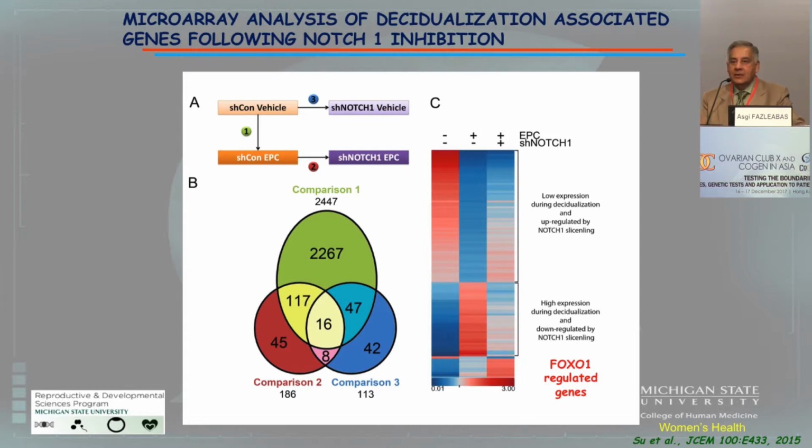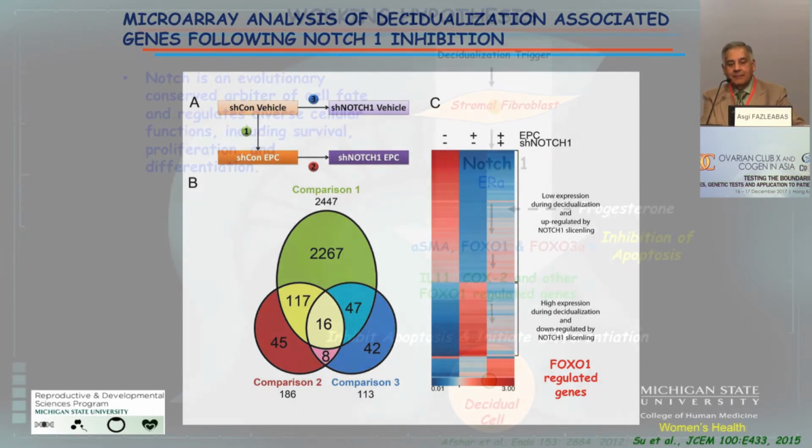And that's really interesting because FOXO1, again, is an early inducer of the decidualization process. It works synergistically with Notch1 to allow for the development of decidualization to take place. And if you suppress Notch1, both in the context of the disease or using siRNA, we were able to show that all the FOXO1 regulated genes were significantly suppressed.